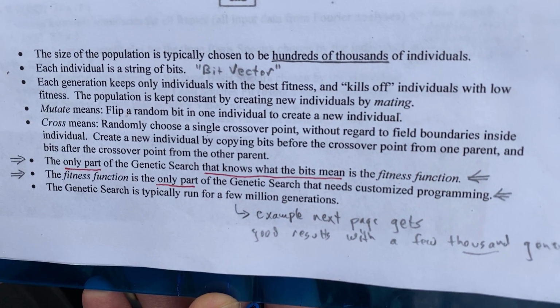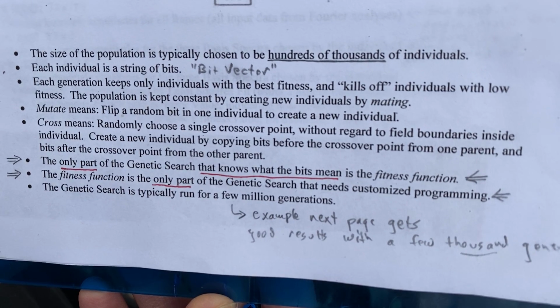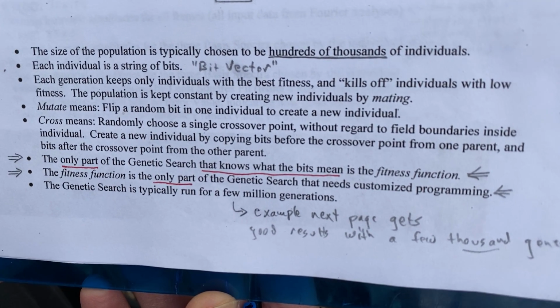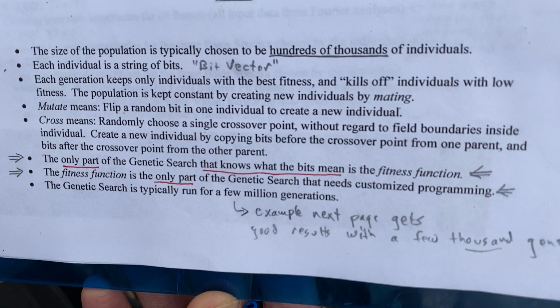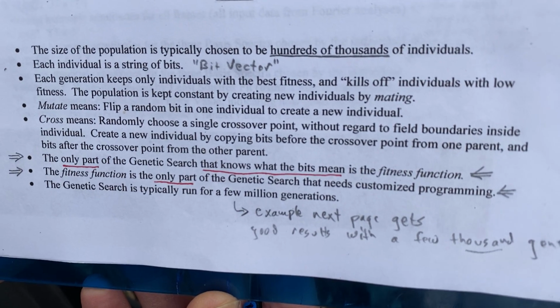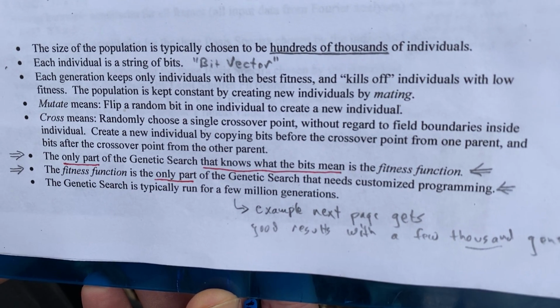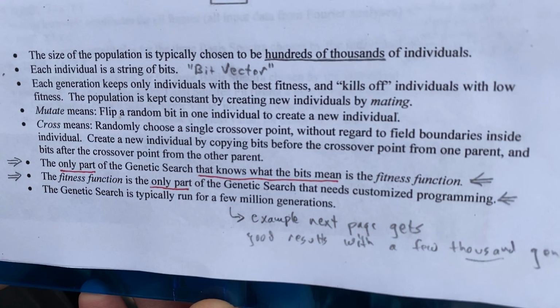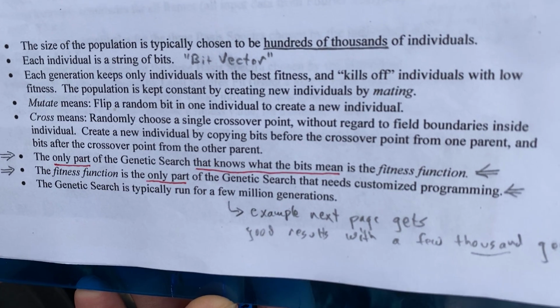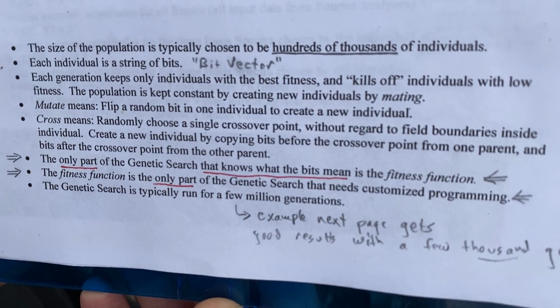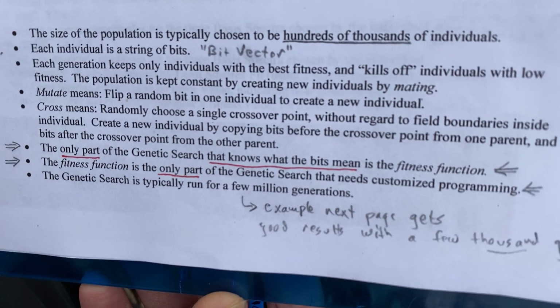Thus, the population is kept constant by creating new individuals by mating, and mutating also, mating and mutating. Mutating means you flip a random bit in one individual to create a new individual. So you have two ways of creating new individuals, either by Frankensteining together parts of two other good individuals, or by taking one and flipping a bit.